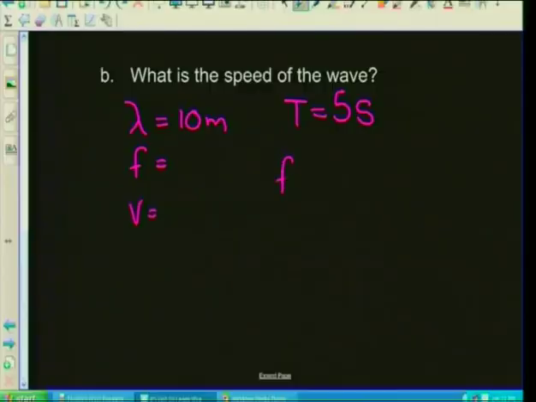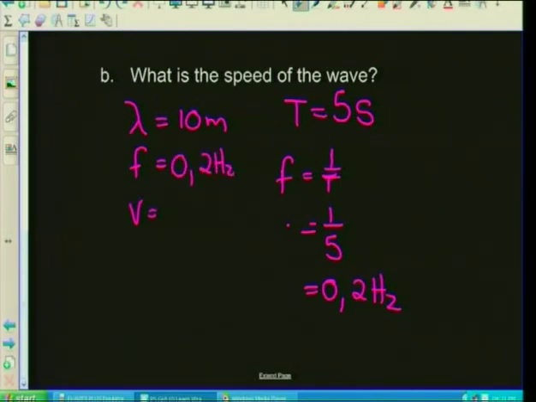Cool. How does that help us though? We know the relationship between period and frequency. Frequency is 1 over period, which means it's going to be 1 over 5, and 1 divided by 5 is 0.2 hertz. Let's put that in here.